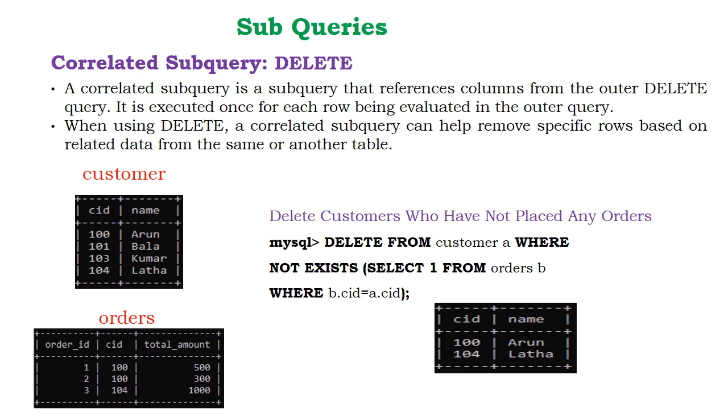What is the result of the subquery here? 100 and 104. So the condition is not exists. It means except for 100 and 104, we are going to delete the records. So now the result is 100 and 104.